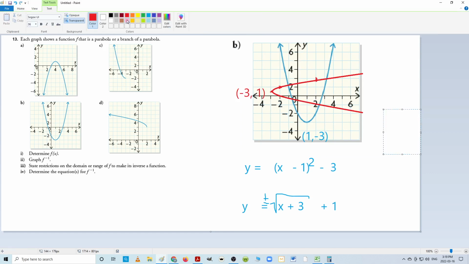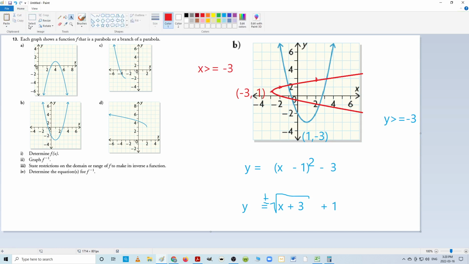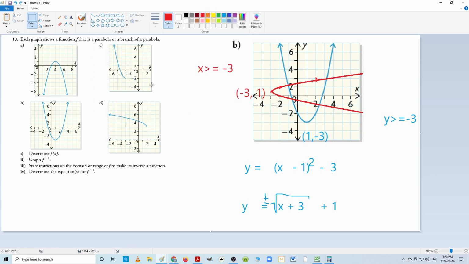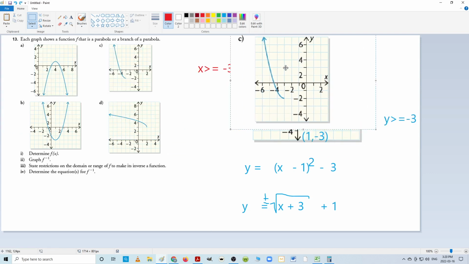So for the blue line, it only has a range restriction. And for the red line, it has a domain restriction. And they happen to be the same restrictions. Okay, so this one has a domain restriction in place.